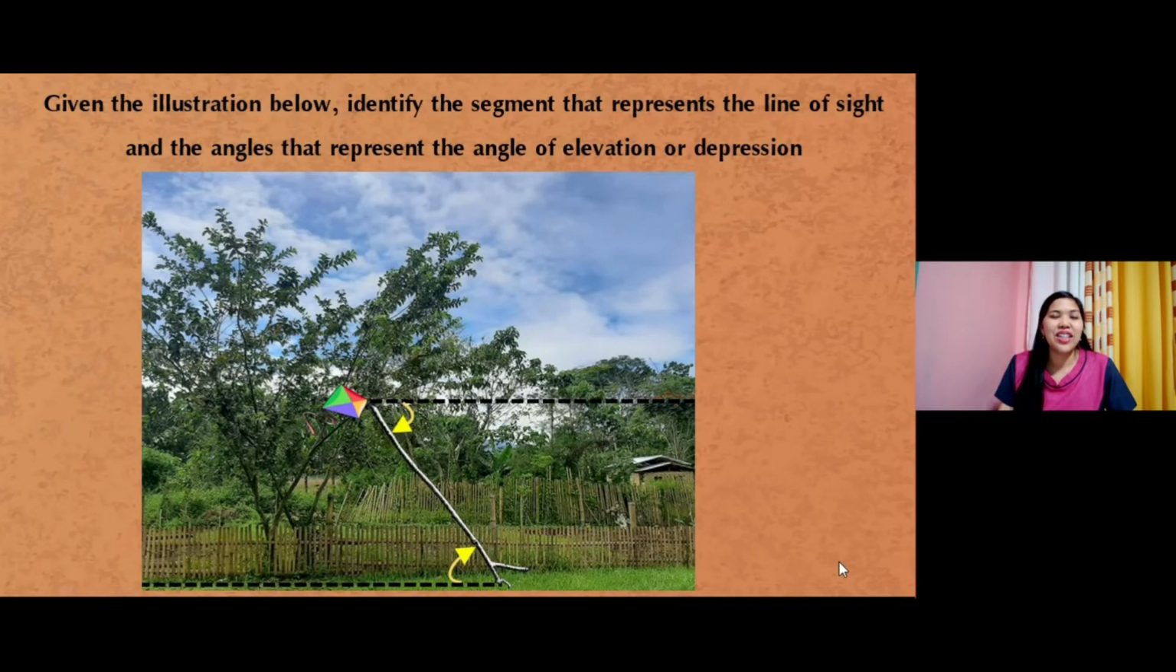So, before we end this video lesson, let's try this activity. I have here this illustration. Now, all you need to do is to identify which segment represents your line of sight and the angles that represent your angle of elevation and the angle of depression. I know you're familiar with this picture because this was taken from your gulayan ng paaralan. I want you to analyze and identify what we're looking for. I'll be giving you seconds.